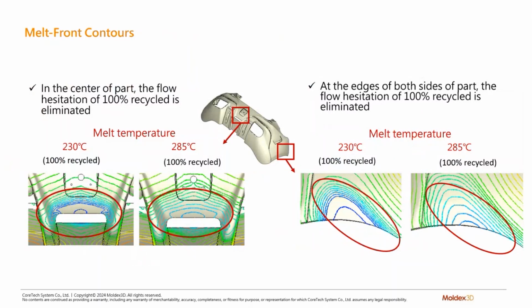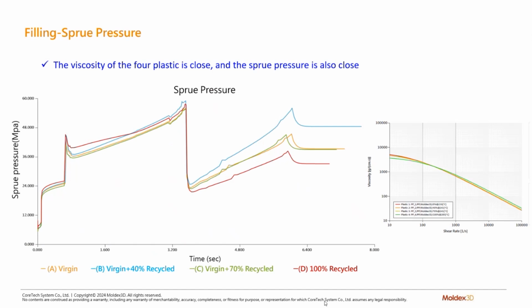So after increasing the melt temperature for the recycled, the melt front of the recycled is now similar to that of the virgin. So the flow front hesitation has now improved. Also, after increasing the melt temperature, the viscosity of the recycled is now close to that of the virgin. So the sprue pressure of the recycled is similar to that of virgin, so no flow hesitation can be found during the filling.